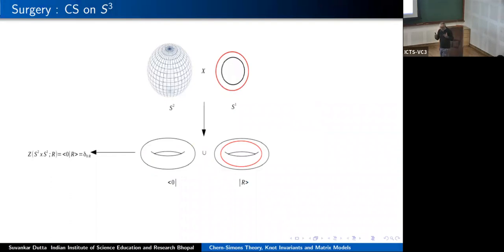To give you a very rough idea of this surgery technique, let's suppose we are considering Chern-Simons theory. We want to write down the partition function of Chern-Simons theory, or the expectation value of any Wilson loop in Chern-Simons theory, on S2 cross S1. Now, how do you get S2 cross S1? You take a two-dimensional ball, which is a disk. You take two such disks and glue them along the boundary. You will get an S2.